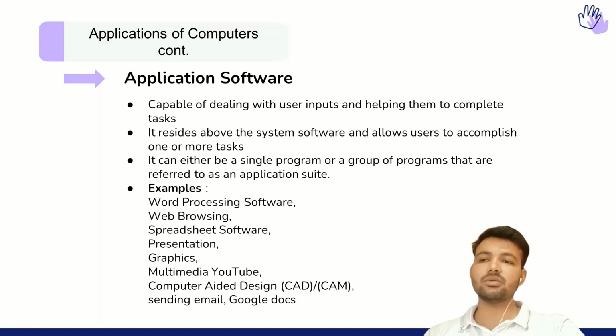So these are some of the examples, जैसे web processing, word processing software, MS Word, web browsing, spreadsheet software, presentation, graphics, multimedia YouTube, computer aided design, CAD and CAM, and sending emails and Google Docs. These are examples of application software.